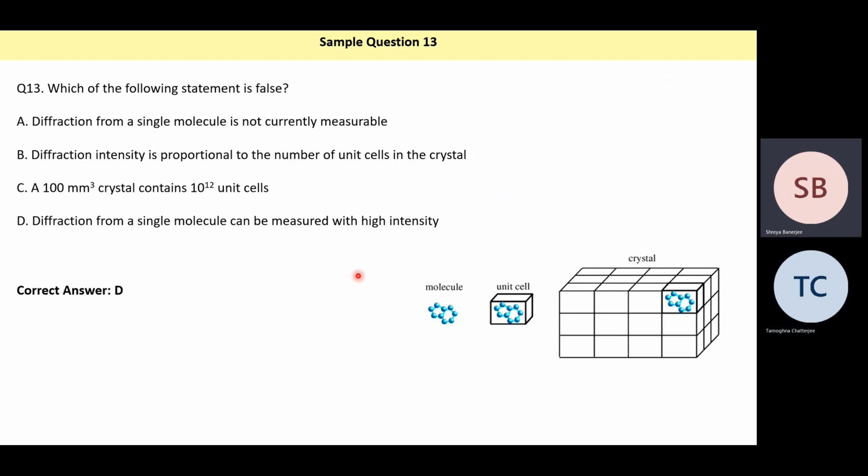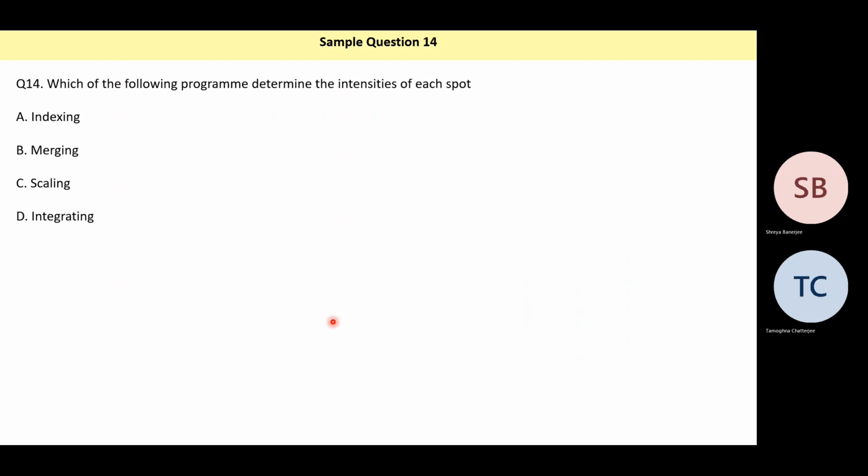Yes, multiple isomorphous replacement has the same function. The diffraction from a heavy atom is much more intense than that from a light atom. And if you have multiple heavy atoms, there will be constructive interference from all the heavy atoms, and you will get an intense enough diffraction pattern. The final question is that which of the following programs determines the intensities of each spot?